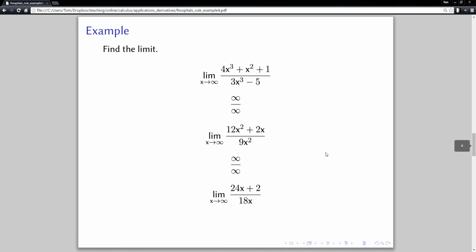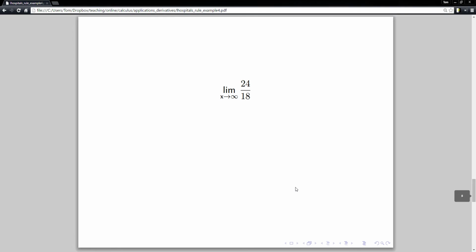All right, and L'Hopital's rule says I'll take a look at the limit of the derivative of the top over the derivative of the bottom. The derivative of the top is 24x plus 2. The derivative of the bottom is 18x. And again, by the very same reasoning, we have a polynomial over a polynomial. So this is also an infinity over infinity indeterminate form. And we can use L'Hopital's rule again.